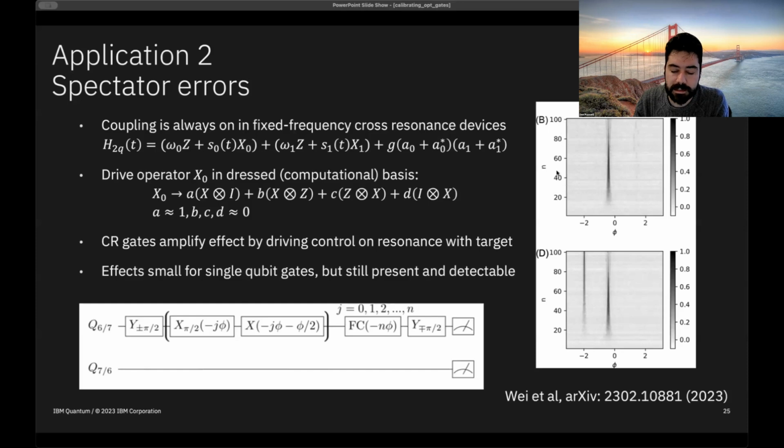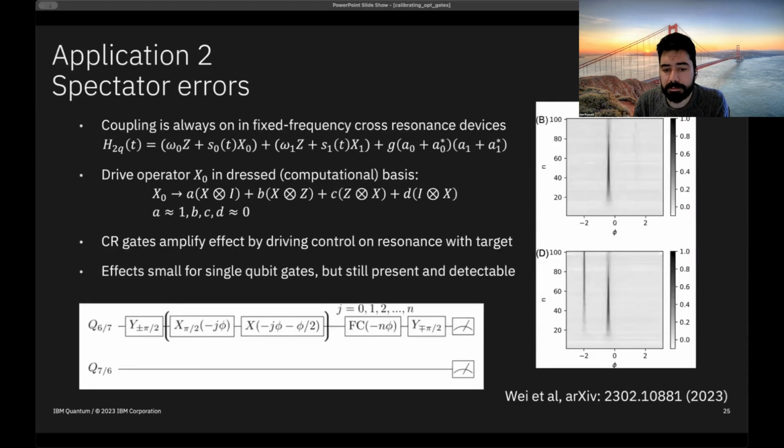The y-axis is the number of repetitions of this block, and you see these lines start to appear. So this is the driven qubit, I believe, or maybe it's the other way around, but one of them is the driven qubit and one of them is the spectator in this case. You see these spikes where, with this repetition sequence, you're effectively going on resonance with these interactions. So it's a small effect, but it's there for sure.